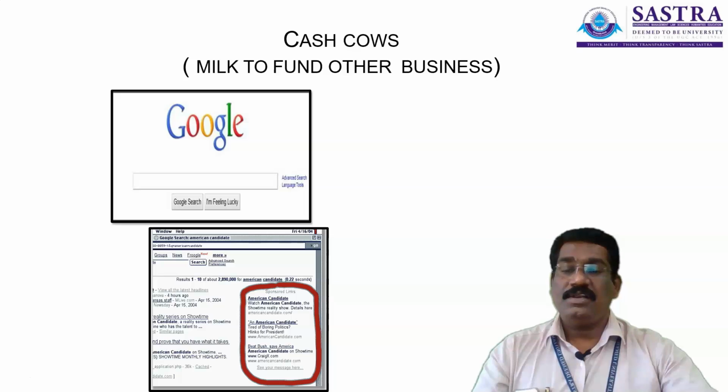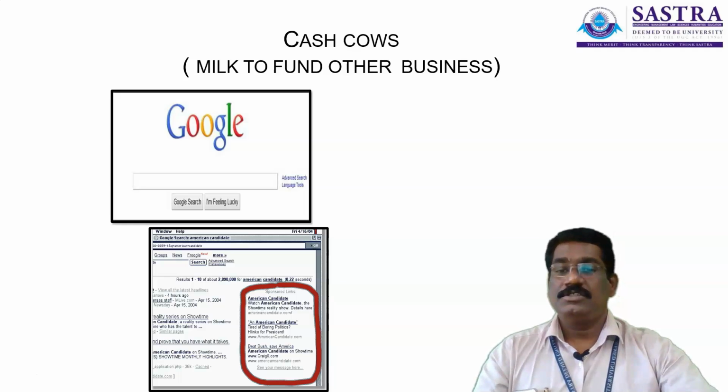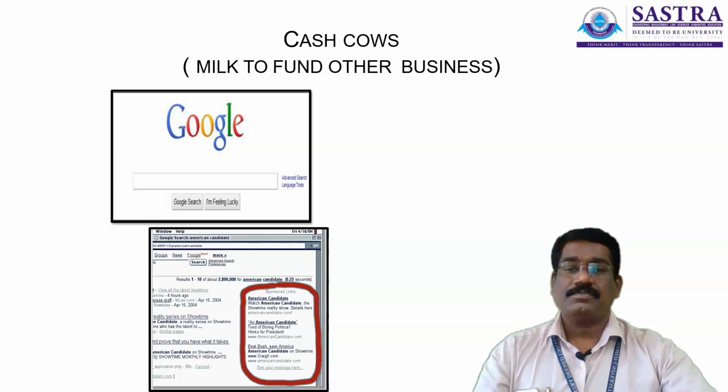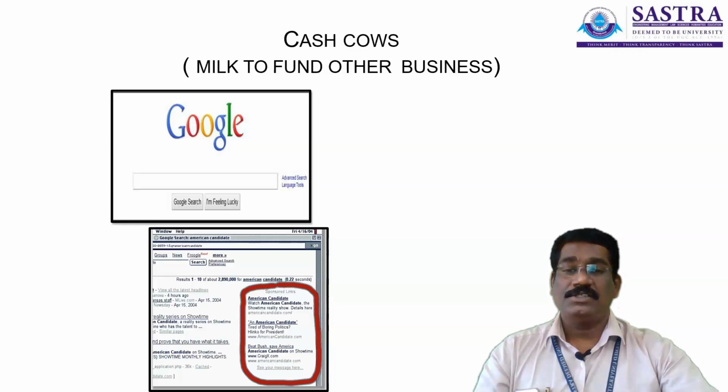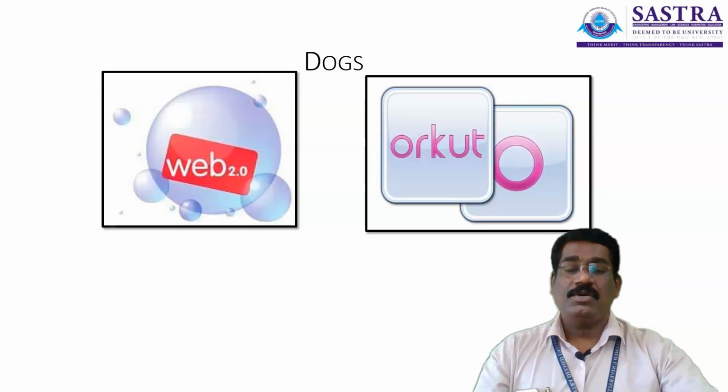Obviously, when you look at the Google search engine, it is a massive success, and everyone is using it. Through advertisements from corporates on the search engine, this Google company is earning a lot of money. That's why we call it a cash cow. And when you look at Orkut and Web 2.0 of Google, they are considered dogs. If these two products are not picking up, they have to sell this business.